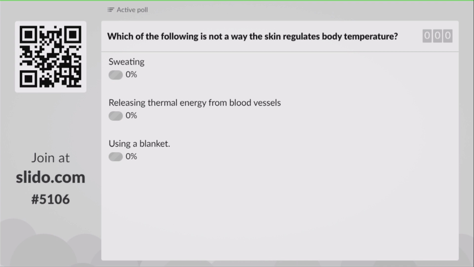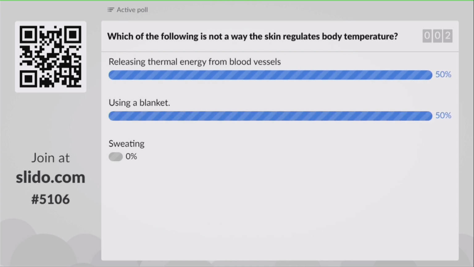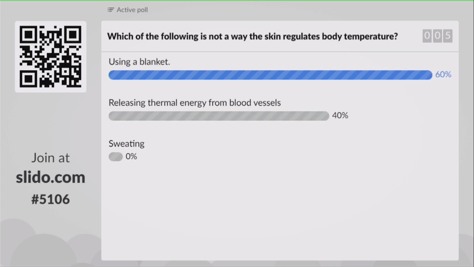All right, another question. If you're logged in, you should have an updated question on your device. Which of the following is not a way the skin regulates body temperature? Woo, I got some people ready to go. Okay, so which is not a way that skin regulates body temperature? There we go. Some answers are changing.